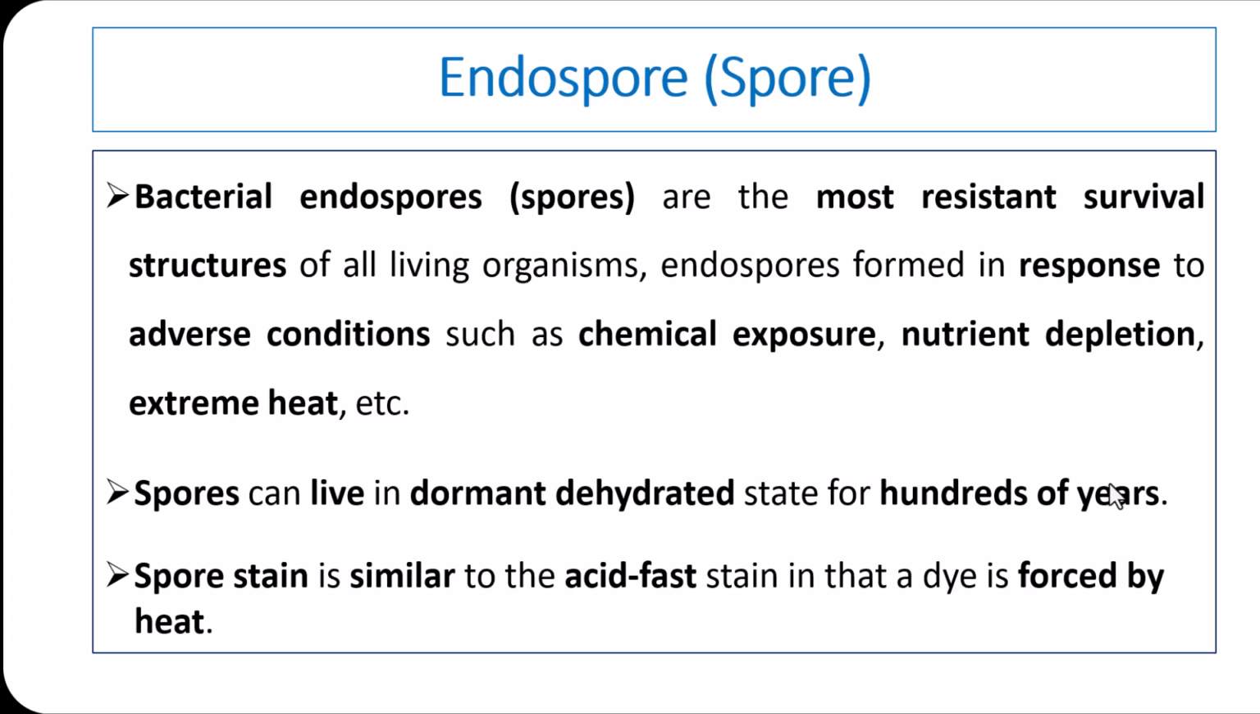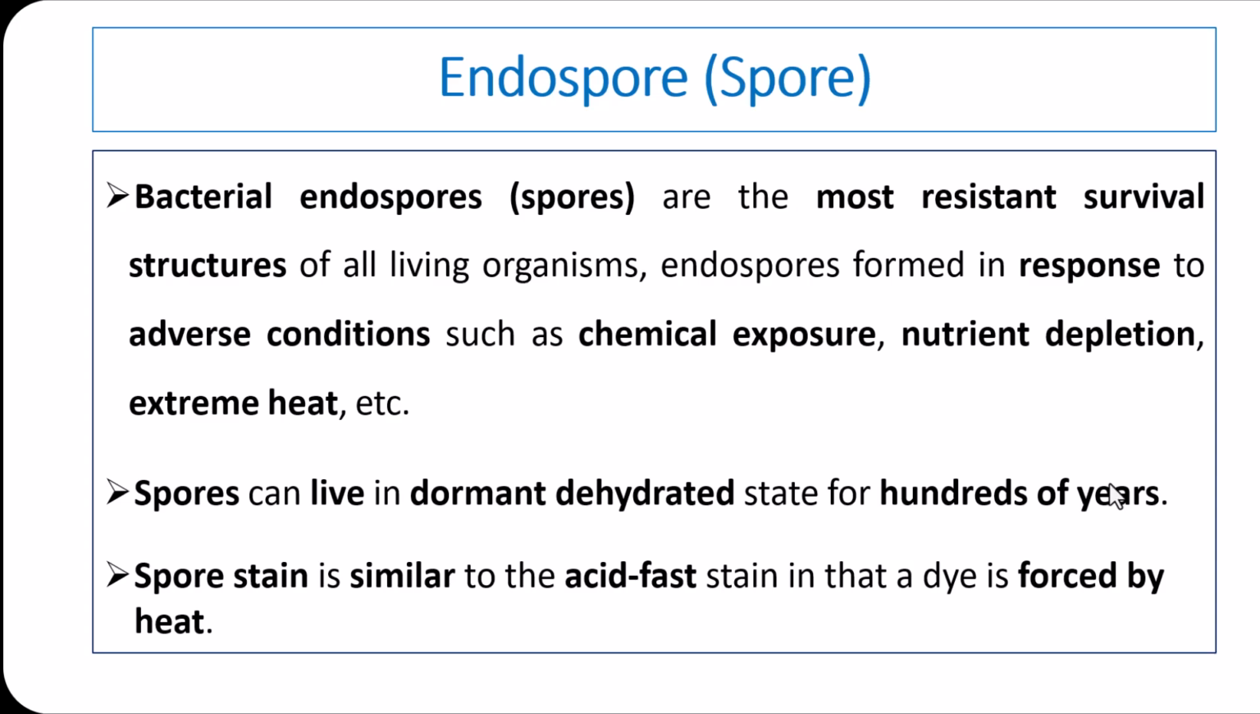And this structure is formed when the conditions become bad or harsh, like when there are chemicals, no food, or very high heat, and this spore can stay alive for hundreds of years. And this structure is a dormant structure. It means it's metabolically inactive. They cannot reproduce. As a spore is very resistant, the normal stain cannot enter them. Therefore, we need the spore stain.